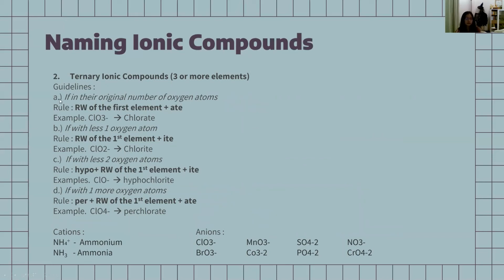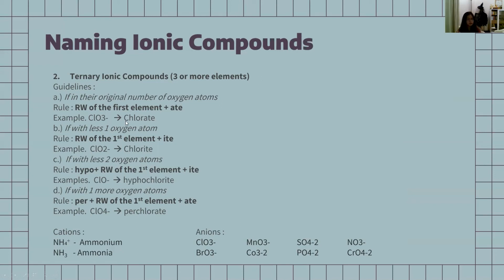So the ternary ionic compounds, which consist of three or more elements, have their own guidelines. For A, if in their original number of oxygen atoms, the rule is root word of the first element plus ATE. For example, ClO3 minus becomes chlorate. So the root word of the first element is chlor, and then plus ATE.